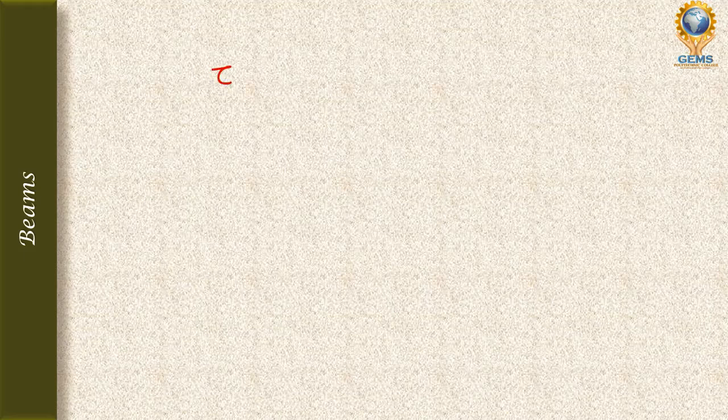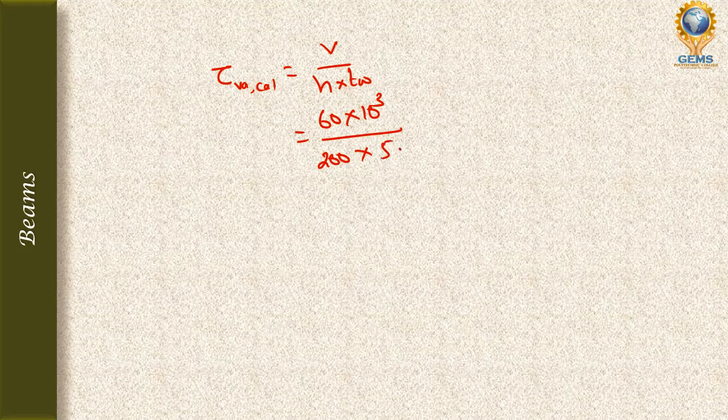So tau VA is equal to V by H into TW. The V value is 60 into 10³, converting into Newton, divided by 200 into 5.4. We will get 55.55 Newton per mm square. This is the solution for the given question.